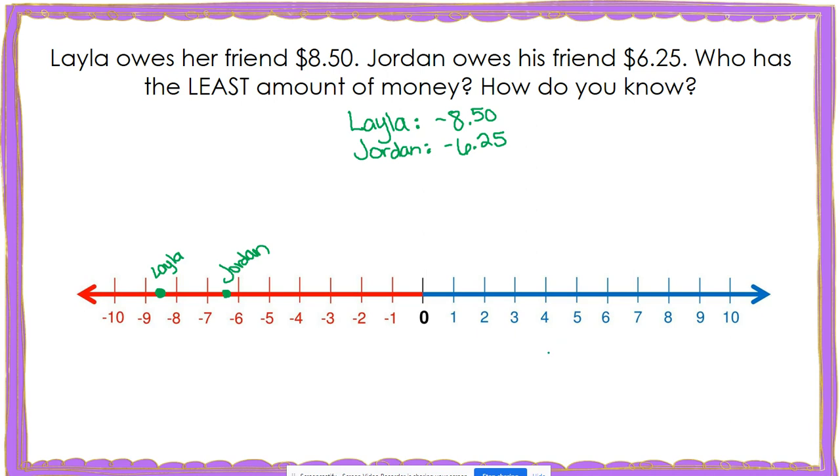Now, who has the least amount of money? To find the person with the least amount of money, I want to find the person whose value is to the left or farthest to the left on the number line. That is Layla. So I know that Layla has the least amount of money because her value is located to the left of Jordan's.